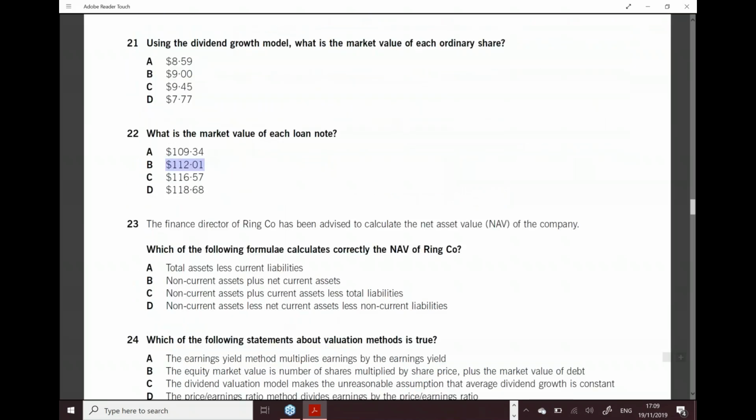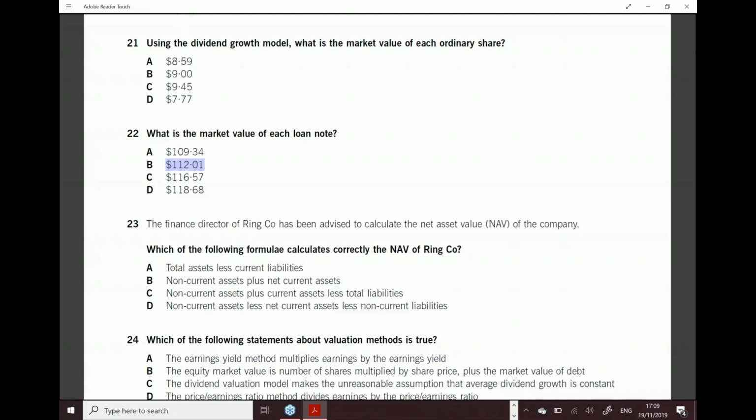The finance director has been advised to calculate the net asset value of the company. Which of the following formulae calculates correctly the net asset value? Well, to work out the net asset value, total assets less current liabilities. Now non-current assets plus net current assets. No, non-current assets plus current assets less total liabilities. Yeah, that makes no sense. Answer C. Yeah.